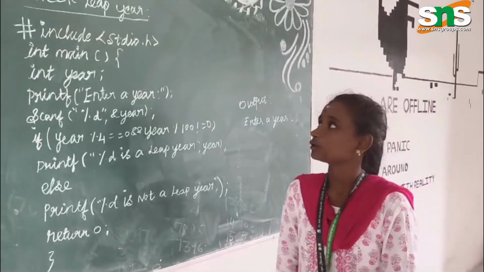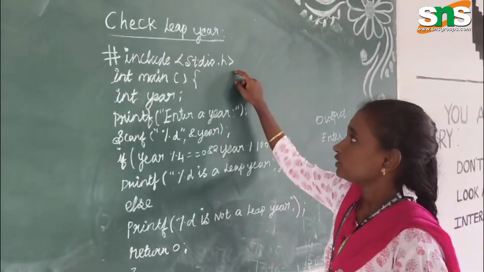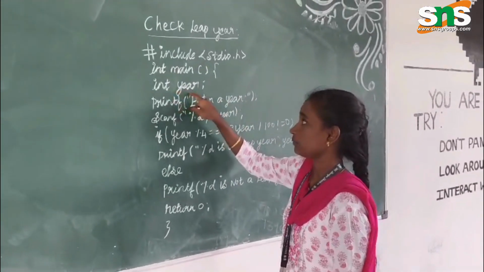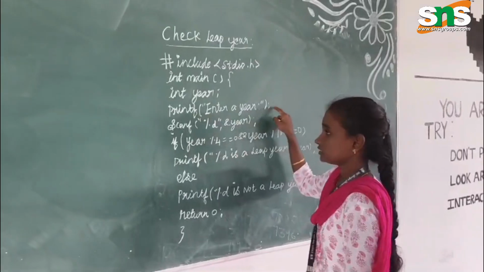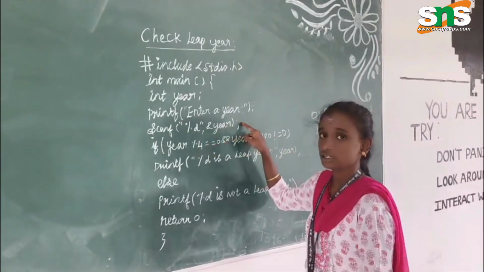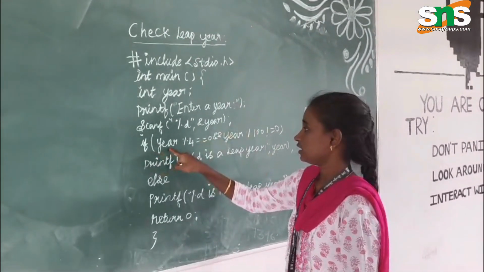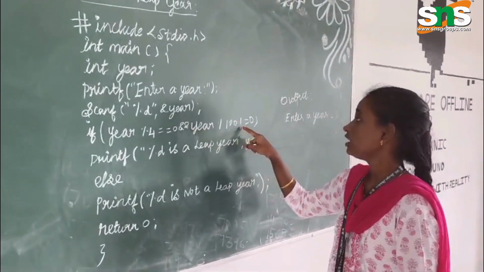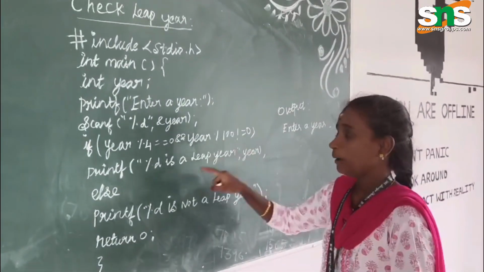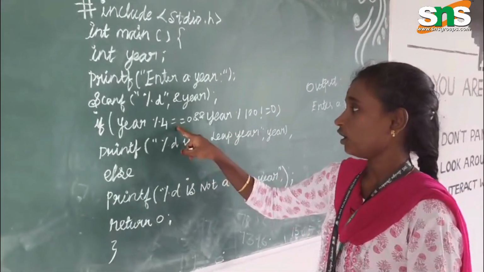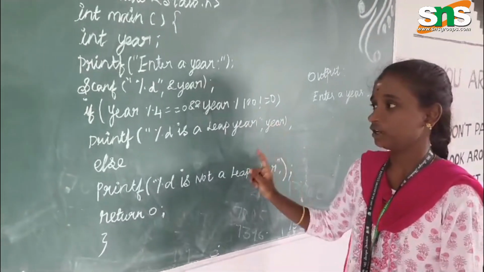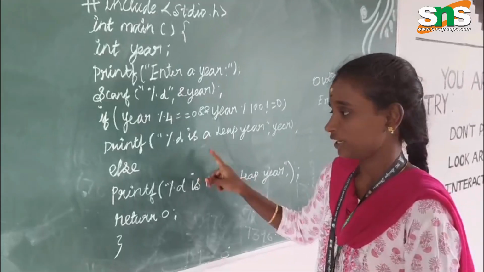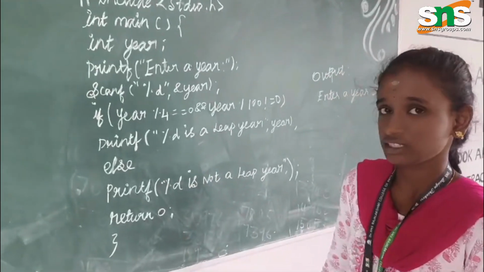We are going to see the leap year check program. Include stdio.h is the header file, int is the data type, main is the main function, year is the variable, printf is the output statement, scanf is the input statement. If year % 4 == 0 and year % 100 != 0, it is the condition. If the number is divisible by 4 or otherwise divisible by 100, it is a leap year. If the number is divisible by 4, the printf statement is printed, otherwise the else statement is printed.